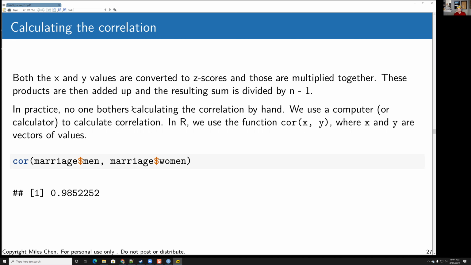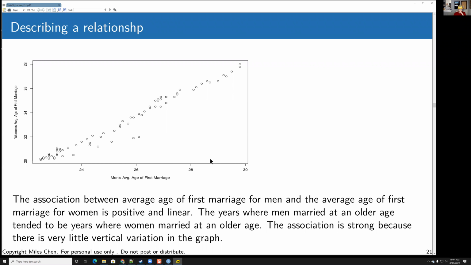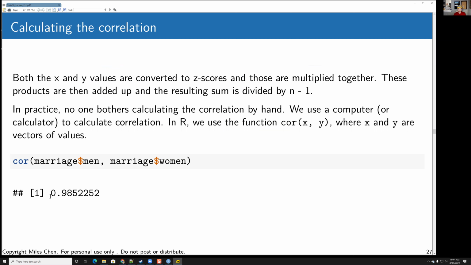We almost always use a computer or calculator, and if you want to do something like that in R, you would just use the function cor for correlation, and you plug in your vector of x values and your vector of y values. So in our case, if we wanted to calculate the correlation between men's age of first marriage and women's age of first marriage, we look at this and say, okay, it's positive, and there's a very strong relationship. And indeed, when you calculate the correlation, you get 0.985.